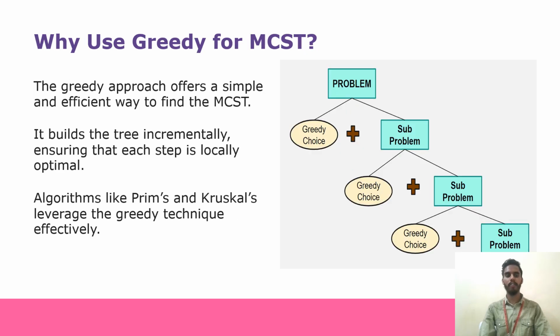Moving forward to the next slide, why use greedy for MCST? The greedy approach offers a simple and efficient way to find the MCST. It builds the tree incrementally, ensuring that each step is locally optimal. Algorithms like Prim's and Kruskal's leverage the greedy technique efficiently.